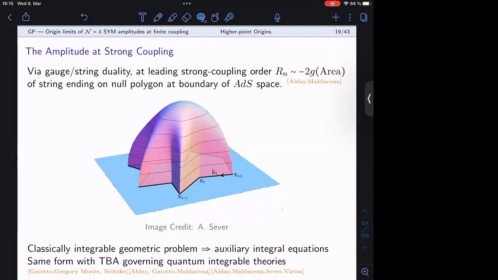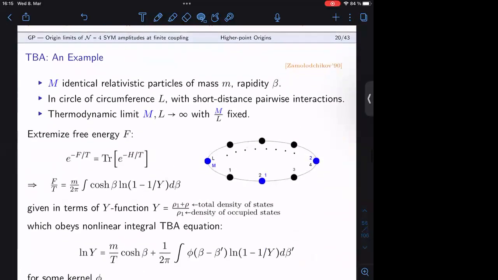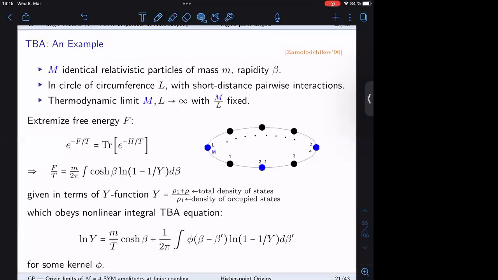And if you haven't seen TBA before, I guess I will only have to flash it, and forgive me for being so quick, but you can think of having M identical particles, relativistic ones that have some mass m, and they move with some speed or some relativistic rapidity beta, and you put them on a circle of circumference L. If the spacing in this lattice is one, then L is also the number of sites, so to speak, in this circle. And the thermodynamic limit just means take the number of particles and the number of sites in the circle large, but keeping their ratio fixed. This is what thermodynamics means, taking particle density fixed, increase particle number and volume.